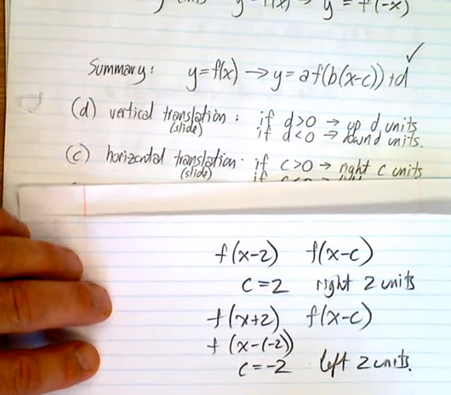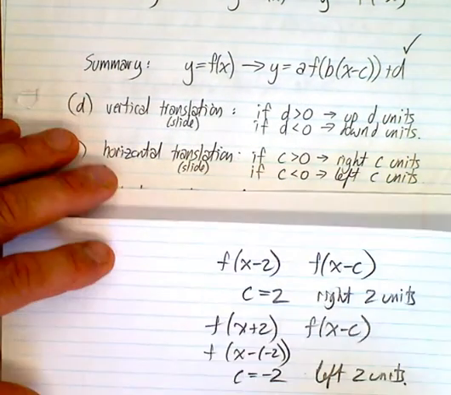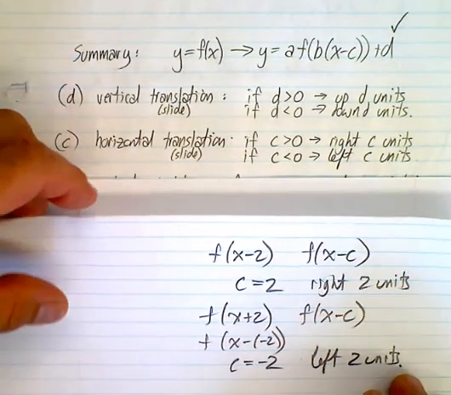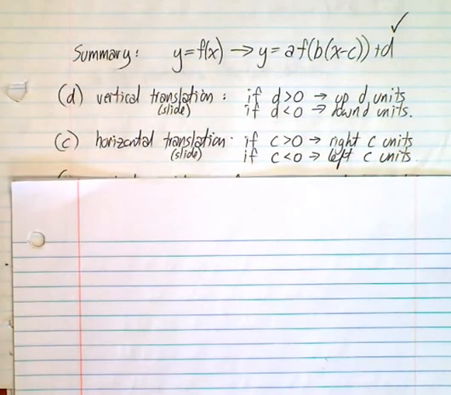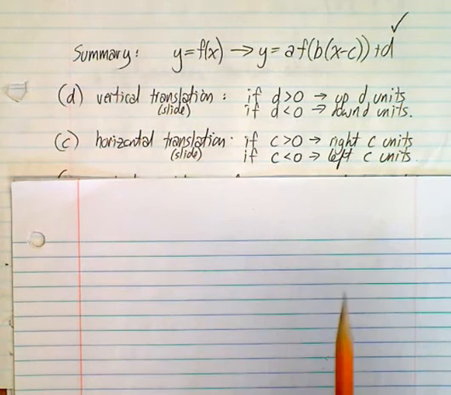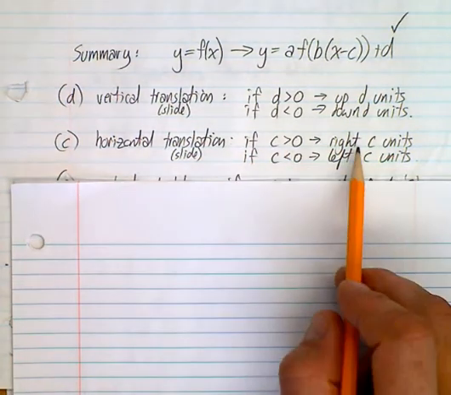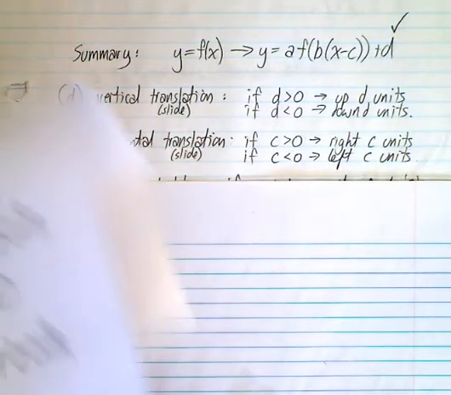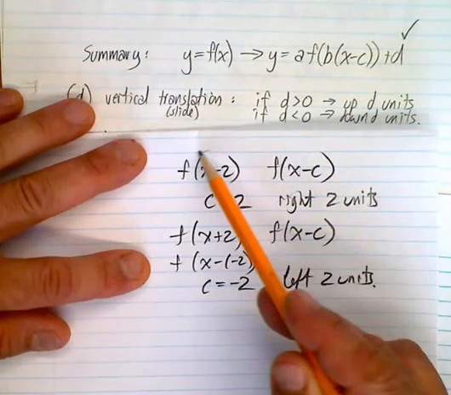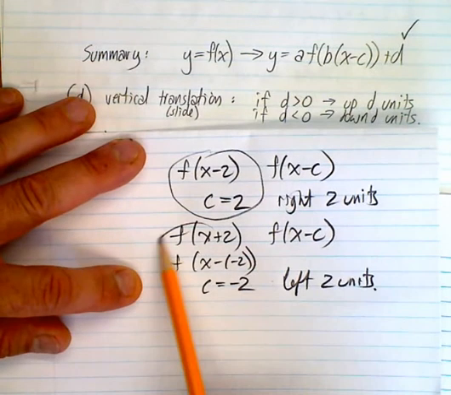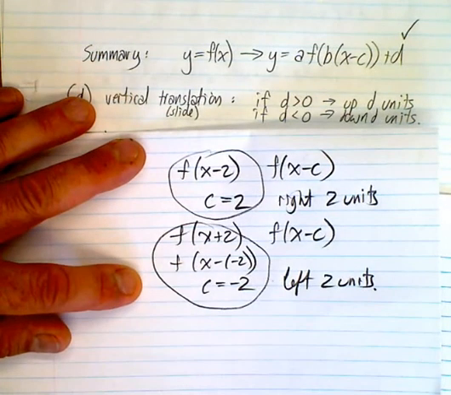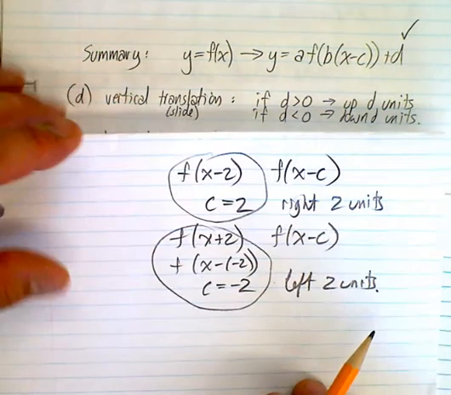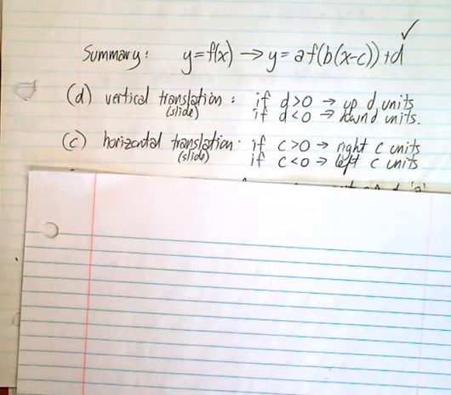That's a little bit of a tricky one, but this is why we're giving you a summary, and we're going to do a lot of practice with it. So if it's positive, it goes right C units. If it's negative, it goes left C units. And please write down these examples if you find this difficult. These are the 2 examples that show you why and how it works going right or left. It's kind of counterintuitive.